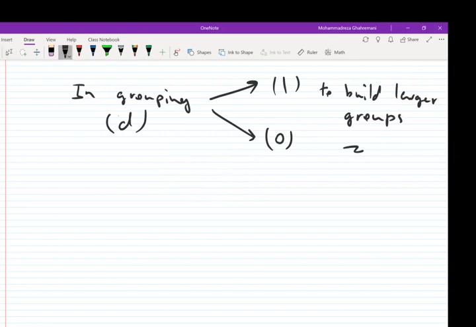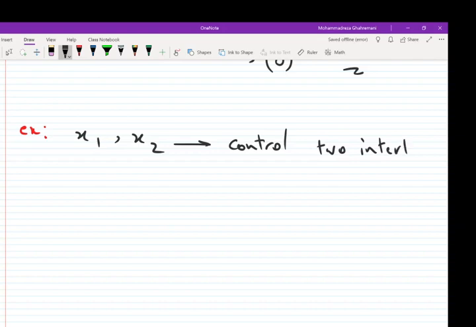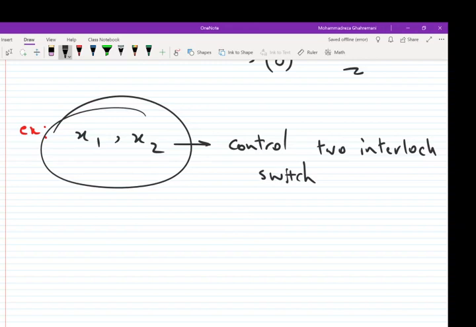Let's see one example. Here we have an example. We have two variables, x1 and x2. These two variables control two interlock switches. But both the switches cannot be closed at the same time. So both of them cannot be closed at the same time.